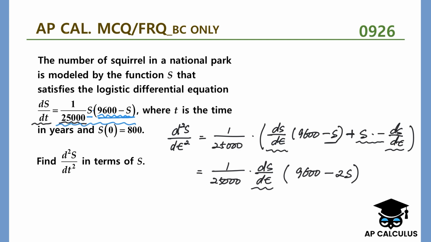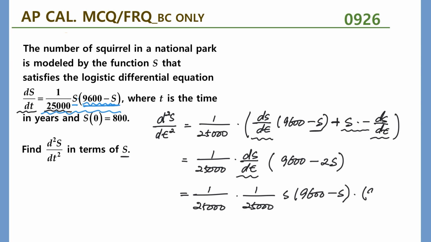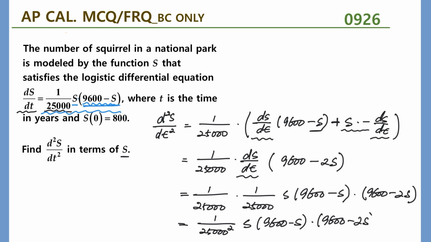Since we have to write our second derivative in terms of s, we're going to have to rewrite this expression times 1 over 25,000 s times 9,600 minus s times 9,600 minus 2s. If we simplify this, we can just write 1 over 25,000 times 1 over 25,000, that's 1 over 25,000 squared, times s times 9,600 minus s times 9,600 minus 2s.